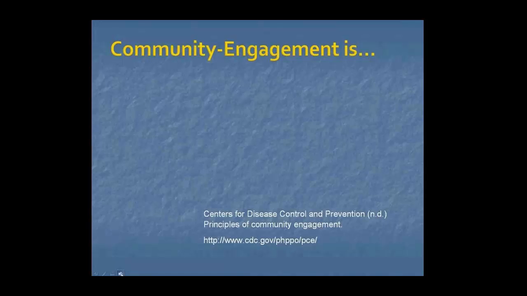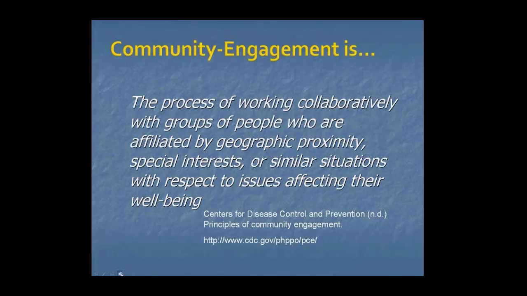This definition was developed by the Centers for Disease Control and Prevention. And this is a very helpful definition of community engagement. Community engagement is the process of working collaboratively with groups of people who are affiliated by geographic proximity, special interests, or similar situations with respect to issues affecting their well-being.